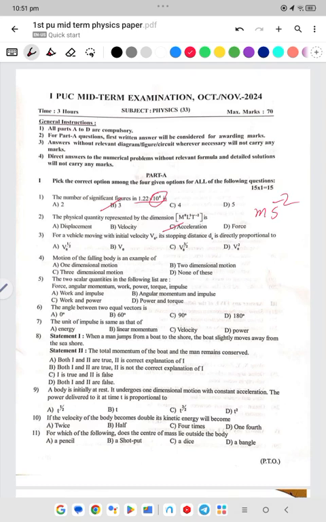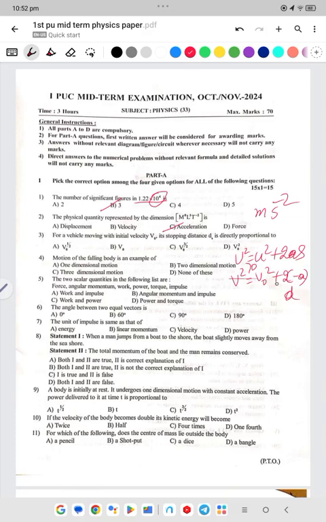Next one is a vehicle moving with initial velocity v naught, its stopping distance d is directly proportional to. So let us consider a kinematic equation: v square is equal to u square plus 2as. In this equation, they have considered the initial velocity as v naught. Therefore, v square is equal to v naught square plus 2 into a into s. It is a stopping case, so it is decelerating. I will consider it as minus a, and distance is considered as d. So finally, the final velocity is 0.